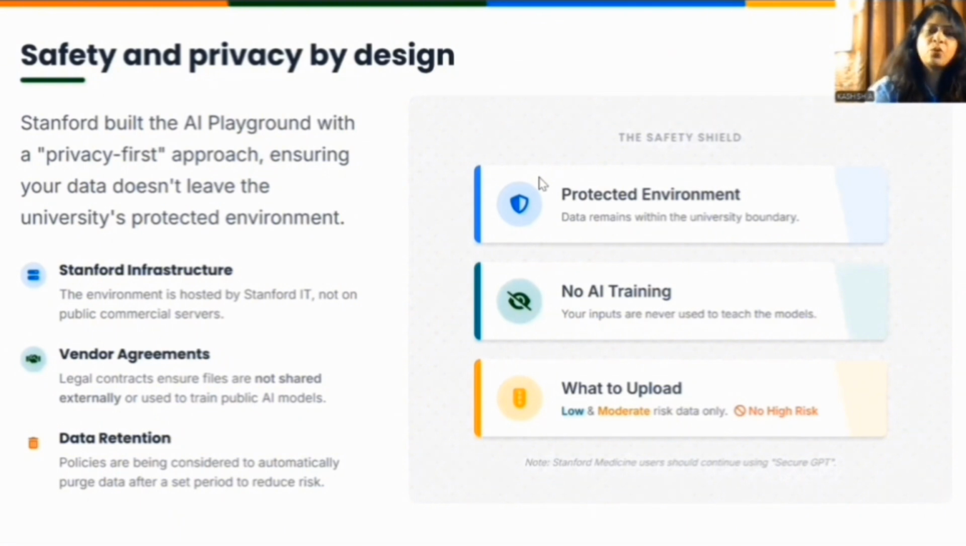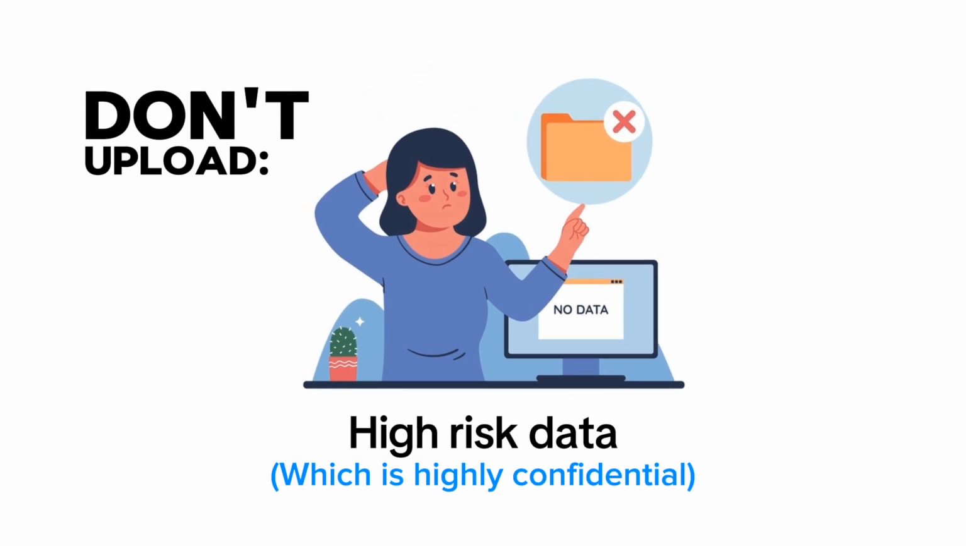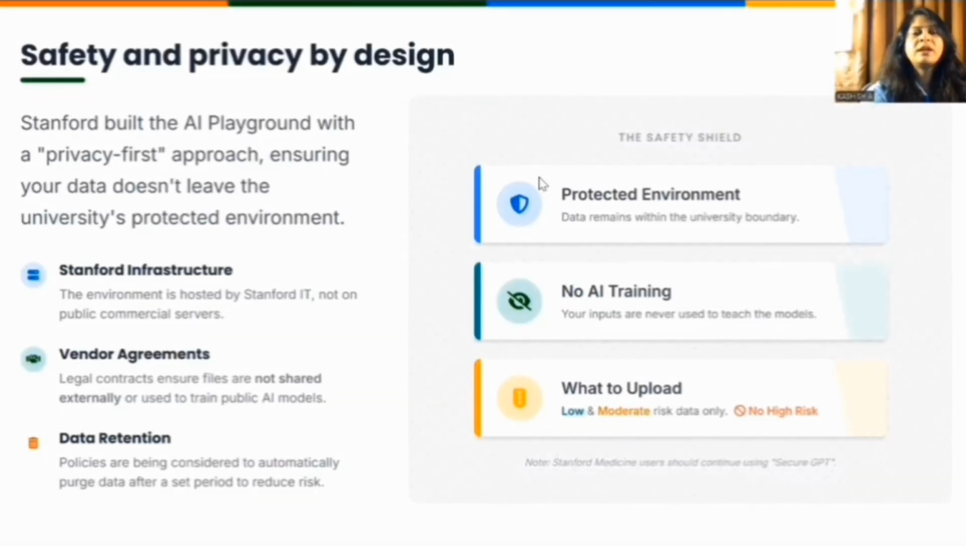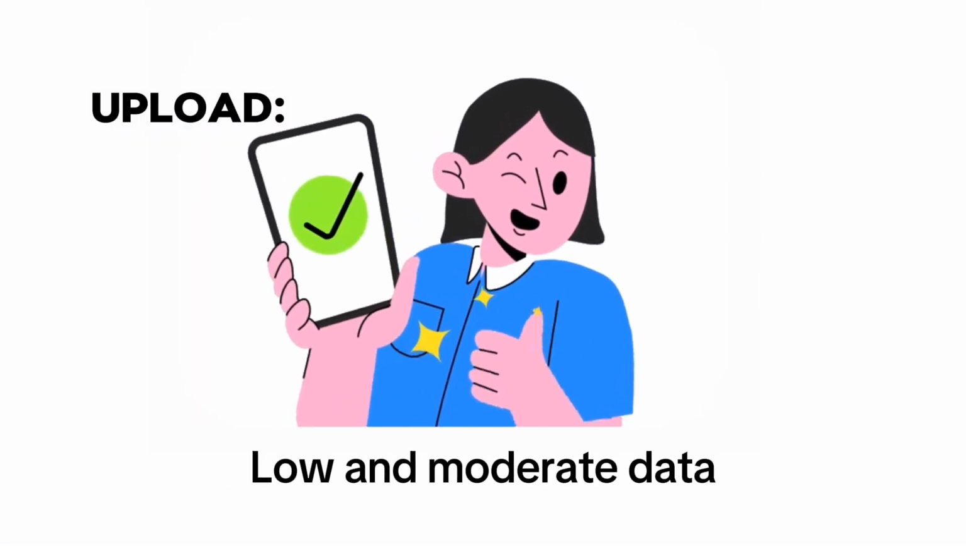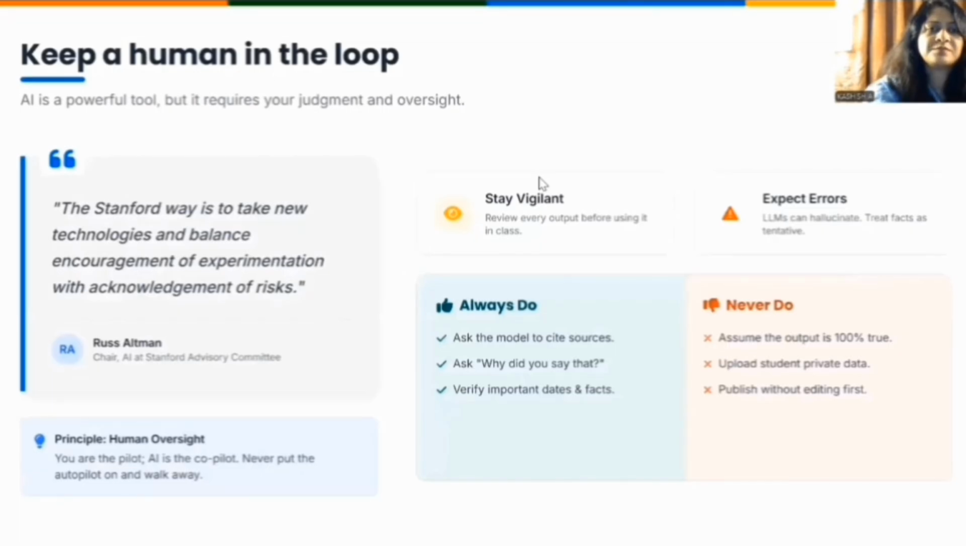What to upload? Low and moderate risk data only. We should not upload high risk data, which is highly confidential. We can just upload the kind of data that carries low and moderate risk. That is the measure which we should take.